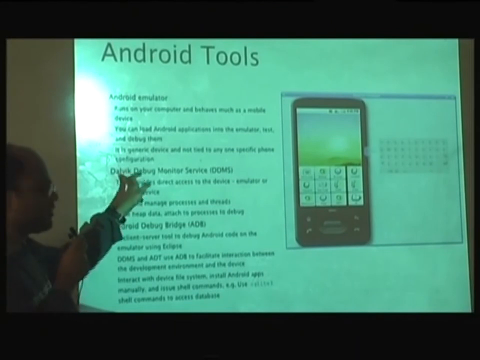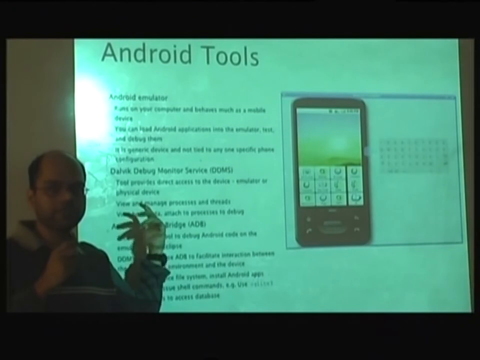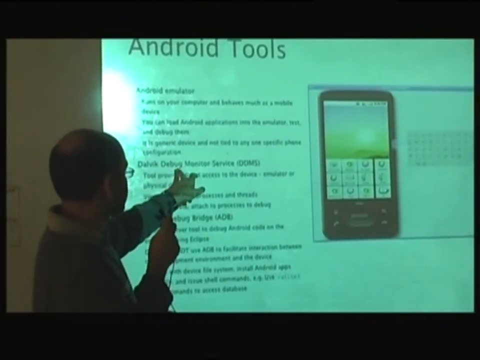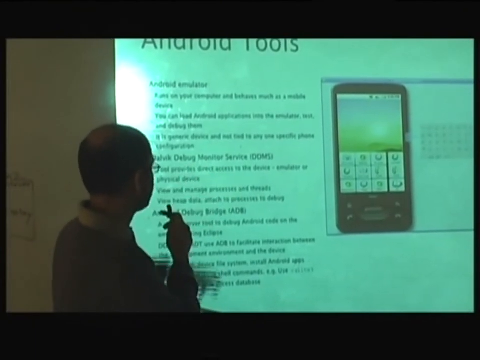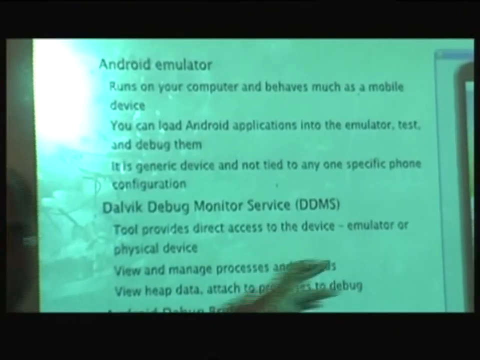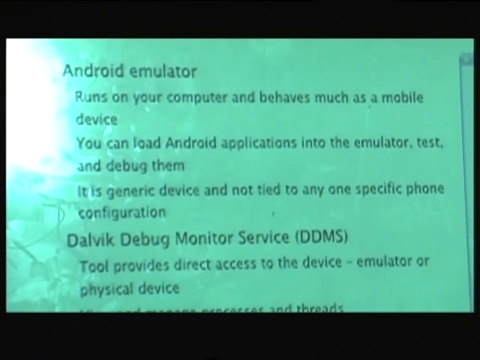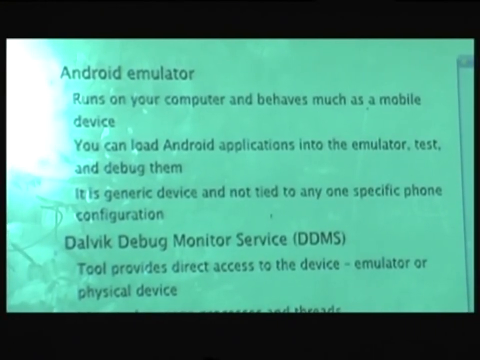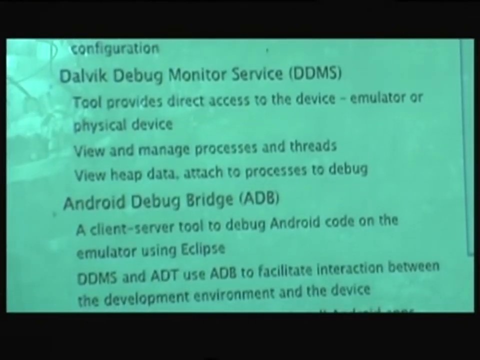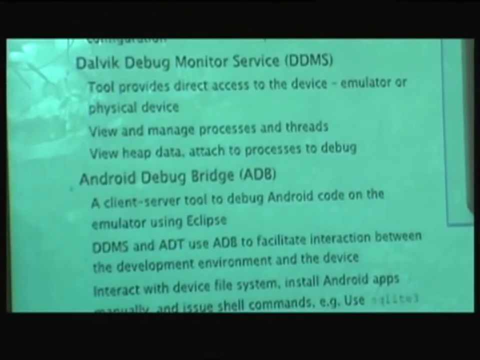There is something, so Dalvik is the virtual machine. To differentiate between the Java world and their world, they decided to name it Dalvik. Otherwise, there is not much difference. And it has a debug monitoring service called DDMS. So this will give you access to the processes and threads. So just like in Windows, you can see which applications are running, which processes are running, and so on, how much memory is utilized. You can do all of that. Even see what is the heap data. Okay? So if you're dynamically allocating memory, what is the heap data, which process to debug, and so on. You can kill a process.